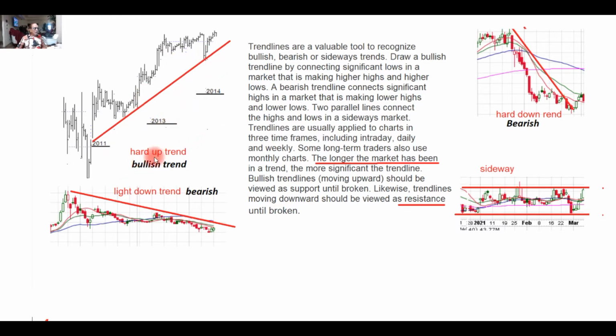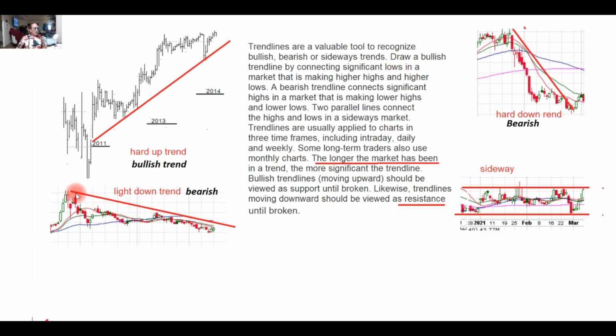So this is a hard uptrend. It's a bullish trend, and you look for that when you buy your stock. It's in a trend. That's what they say: the trend is your friend. So trend lines are very valuable tools to recognize if we are doing a bullish or bearish or sideways trend.